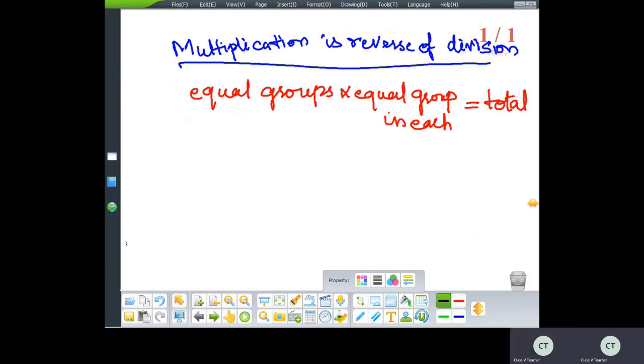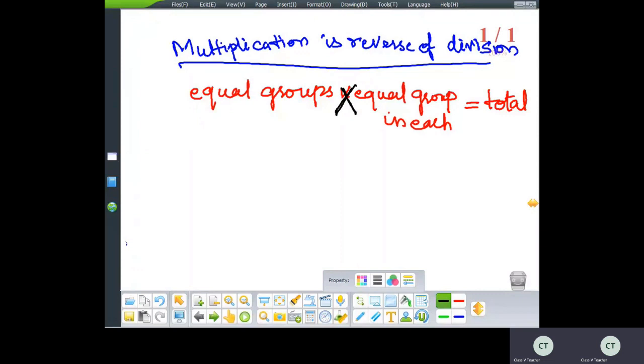So what is the symbol here? Multiplication symbol, into. So how many groups and how many groups in each? This type of questions you have to solve in the word problems of both multiplication and division.